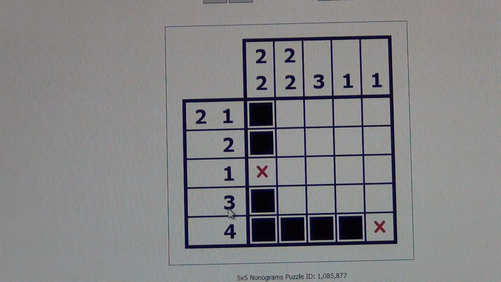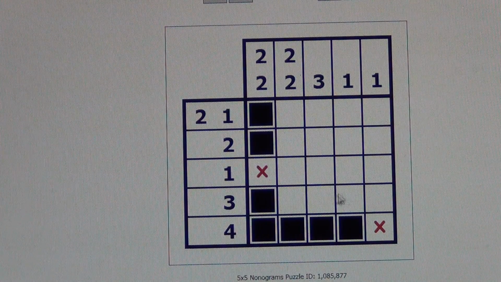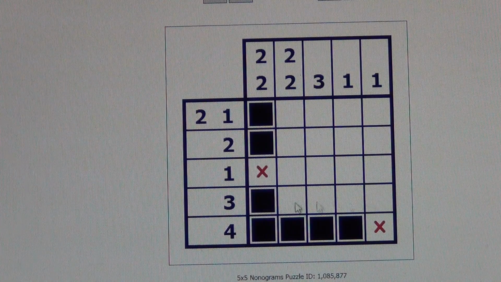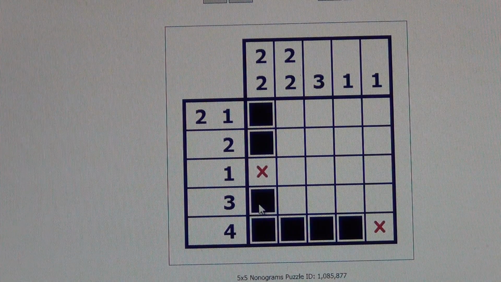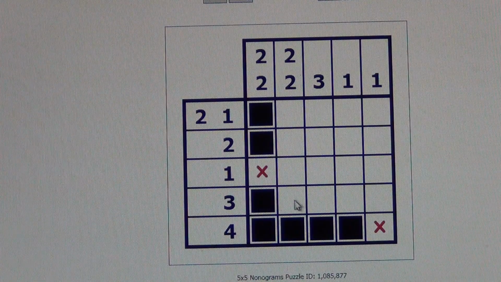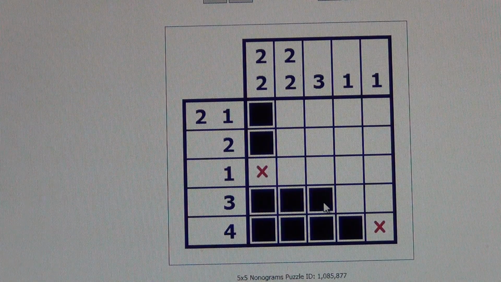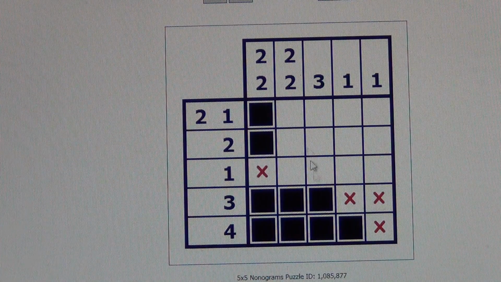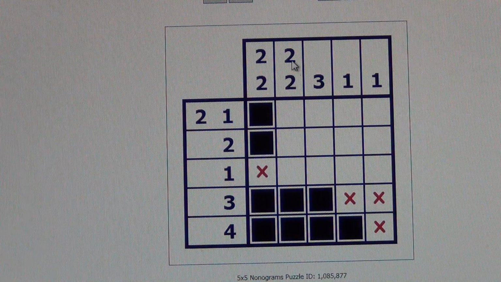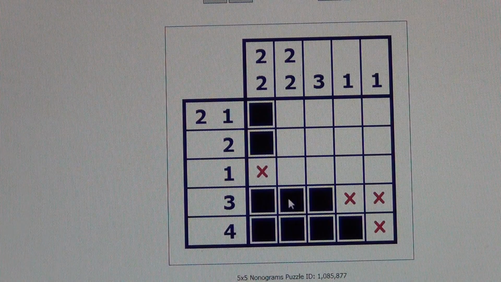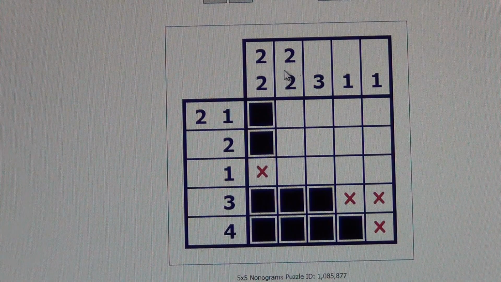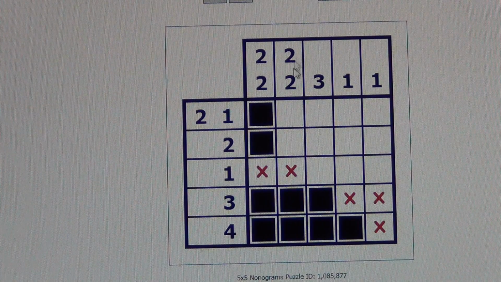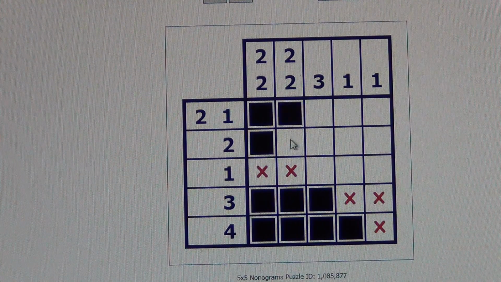If I look here at this 3, it says in this row there have to be 3 black squares in a row with no spaces between them. Well, there's already one there, so 1, 2, 3. That tells me that these two last ones have to be blank. If I look here at 2 and 2, well, I've got 2 black squares. I have to have a blank next to those 2 black squares, and then I have to have 2 more black squares. Well, that's all that'll fit.